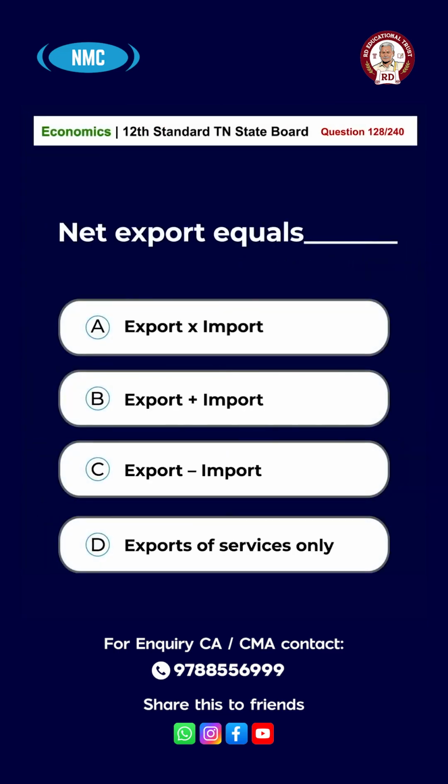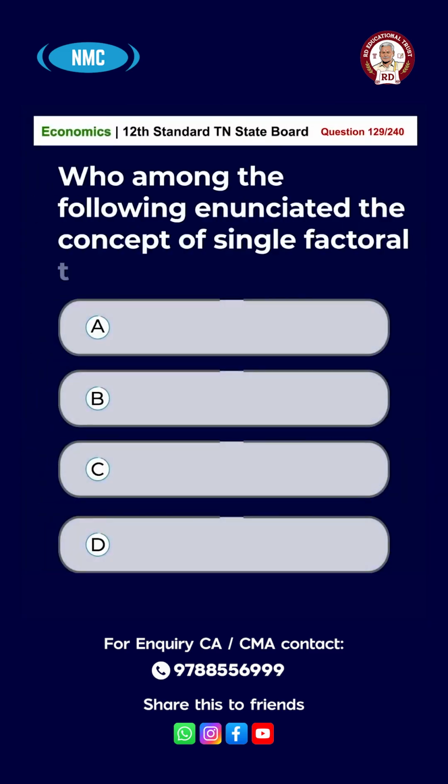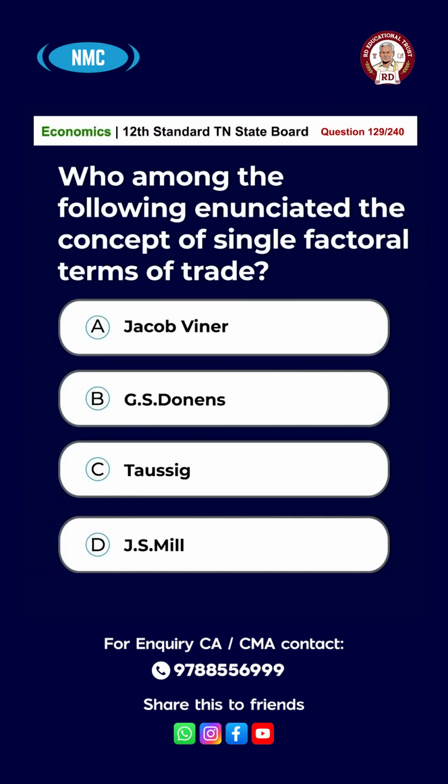Question number 128. Net exports equals A. Export into import, B. Export plus import, C. Export minus import, D. Exports of services only. The answer is option C. Export minus import.